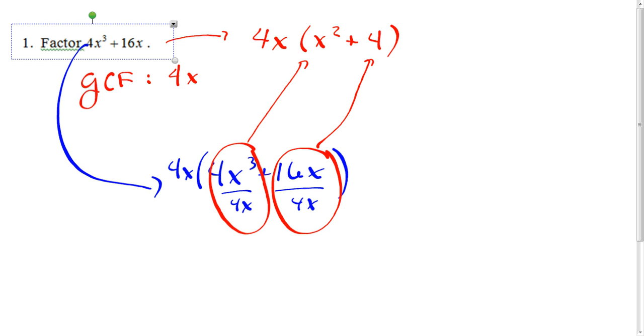Now notice here I've got a plus, so while it might be tempting to say, hey, look, I've got a binomial, I can do difference of perfect squares, it's not a difference, it's actually a sum. So this would be your final answer. And sometimes that's all you can do, just pull out the greatest common factor. There's not anything else you can do.